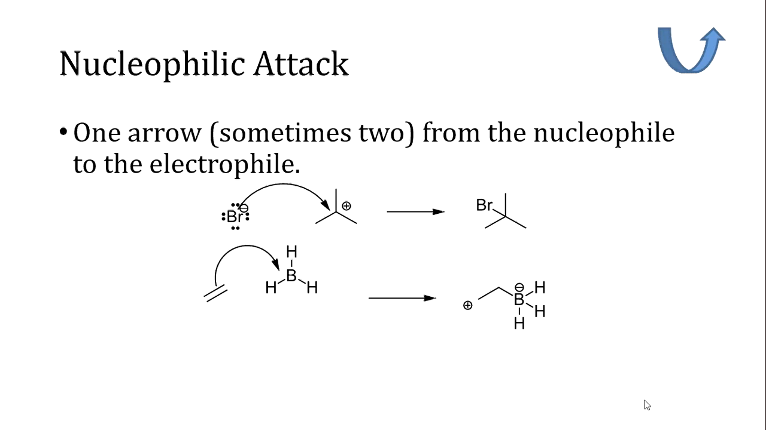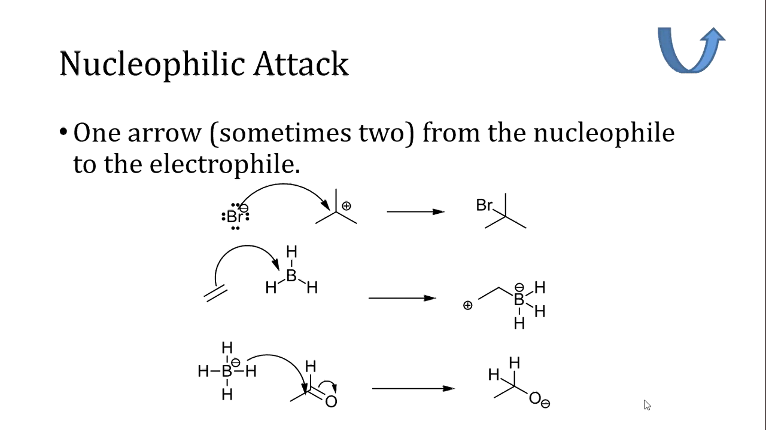Here's an example of a pi bond being used as a nucleophile. The carbon-carbon pi bond can be used as a nucleophile and do nucleophilic attack on an electrophile. And you'll notice one of our carbon atoms is positively charged because it's losing electrons, and the boron is negatively charged because it is gaining electrons.